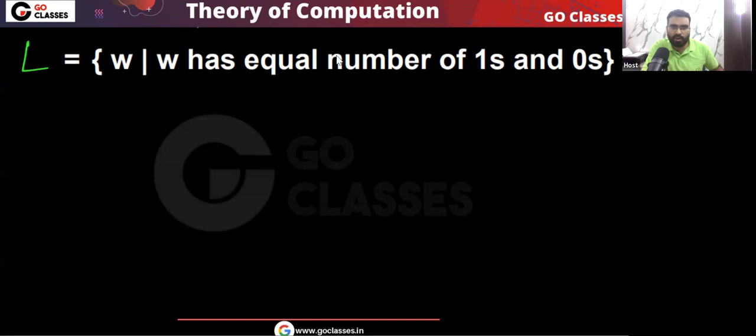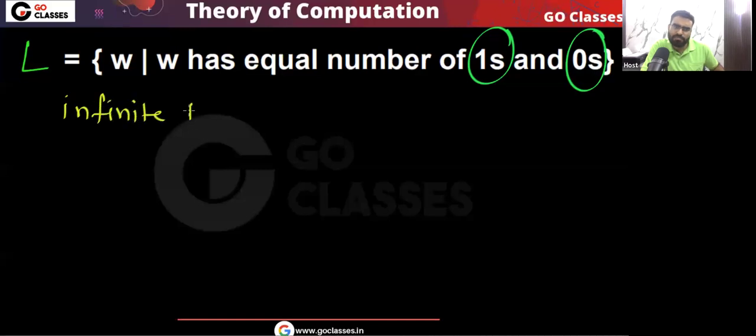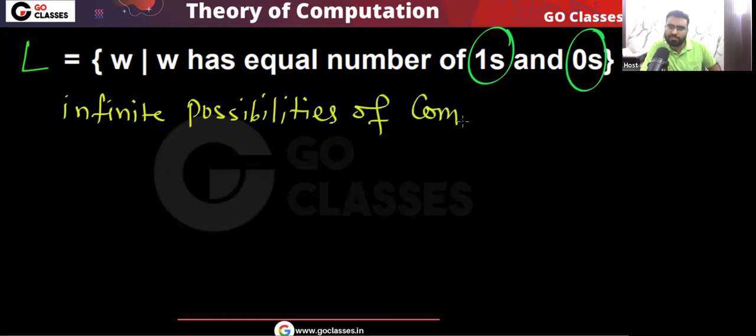In the previous lecture, we have already seen this language is non-regular. See, here we have an equal number of ones and zeros. So here you can see, can you create infinite possibilities of comparison? Tell me. Can anyone create infinite possibilities of comparison? Yes, I can create infinite possibilities of comparison.